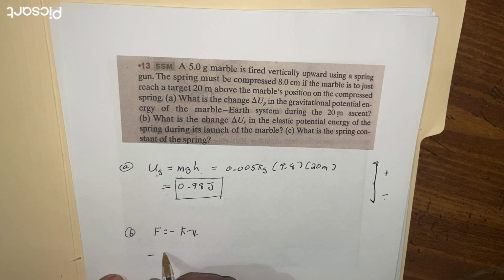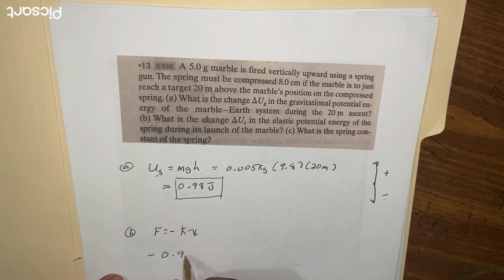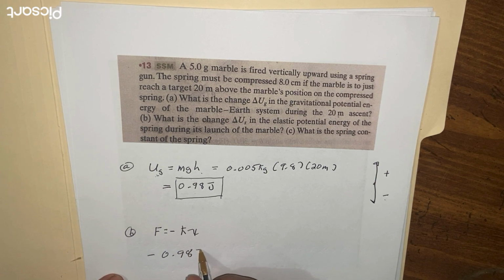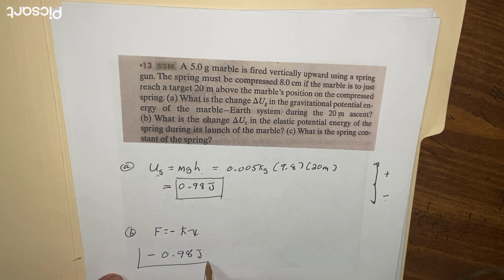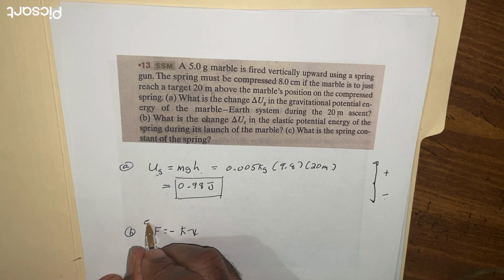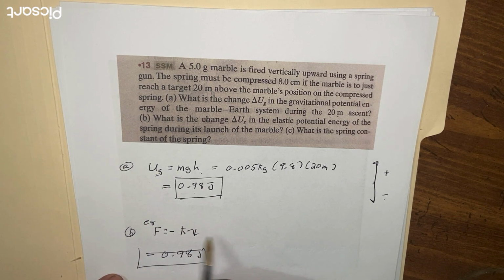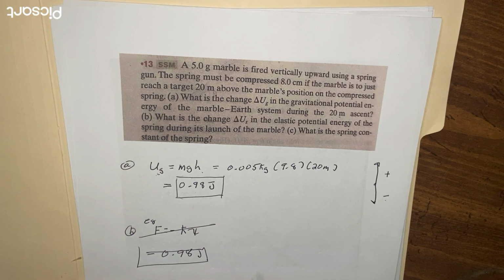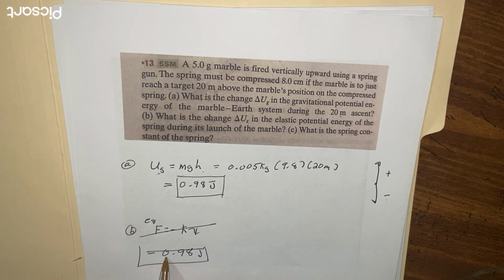minus 0.98 joules. This is just an example here. Don't take it too serious. All right, so we're going to get 0.98 joules for B.